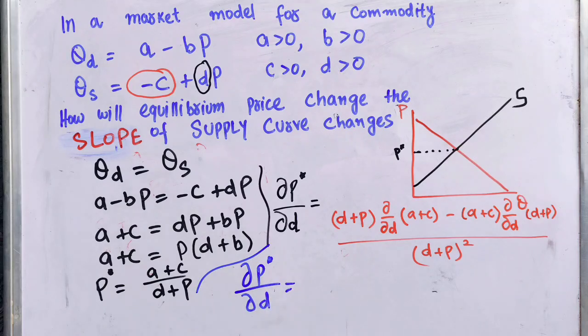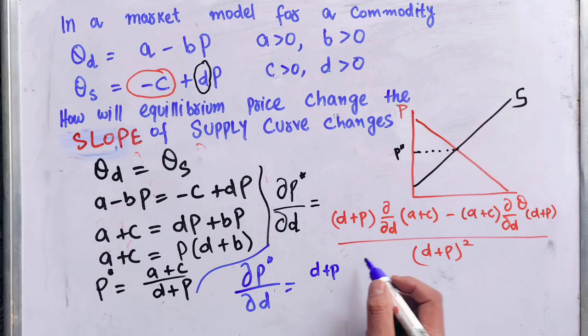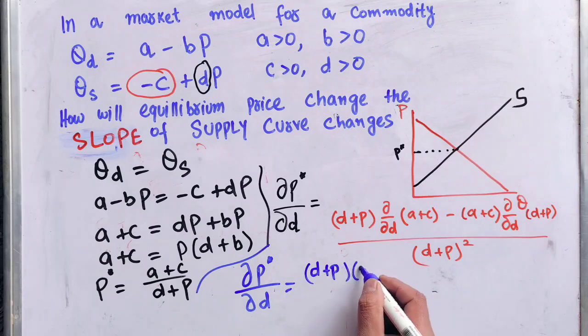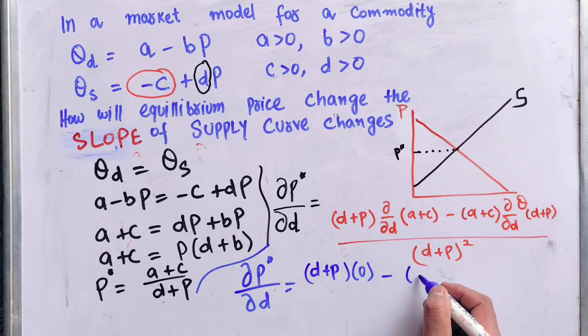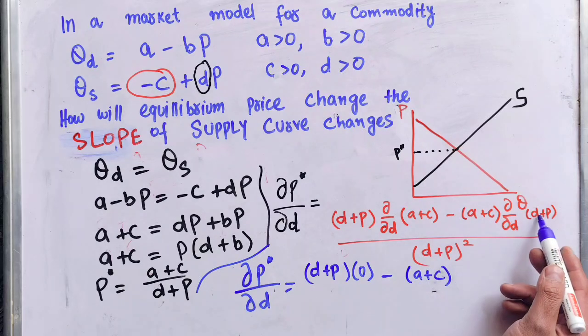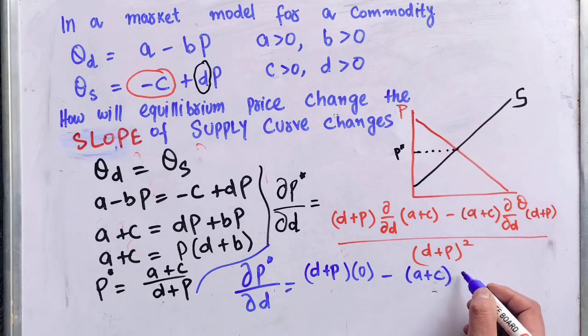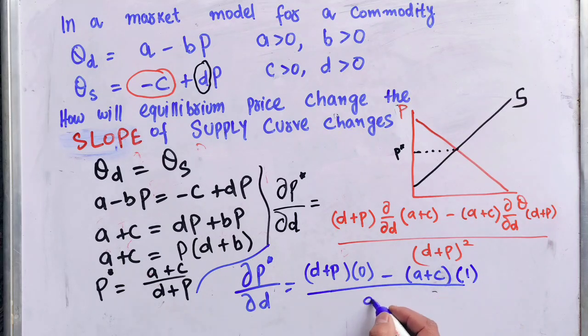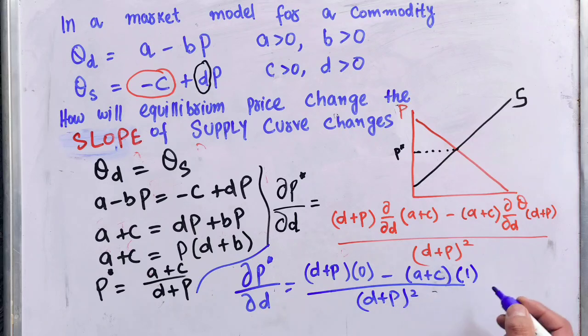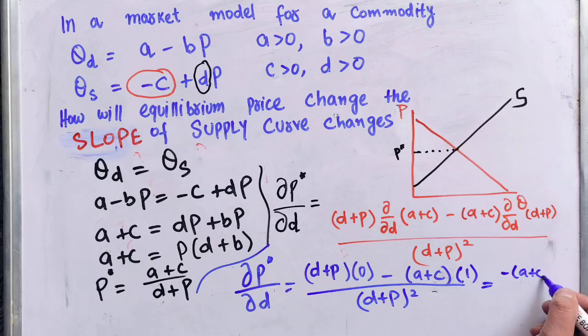The change in the equilibrium price due to the change in the slope will be equal to: we have d plus p. Now the derivative of this function with respect to d is 0, so we get 0, minus a plus c. Now the derivative of this function with respect to d is 1, so we are left with 1, divided by d plus p whole square. I hope I am making myself clear. So this 0 times this term is 0, and we get minus a plus c divided by d plus p whole square. This is the change in the equilibrium price when the slope changes.